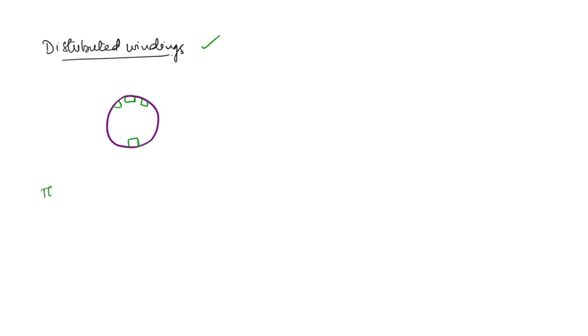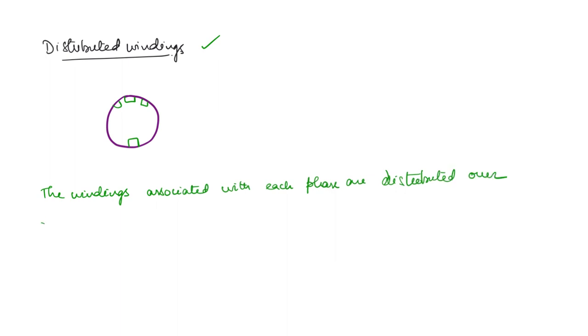So you can write down: the windings associated with each phase are distributed over several adjacent pairs of slots. Why was I saying pairs of slots here?